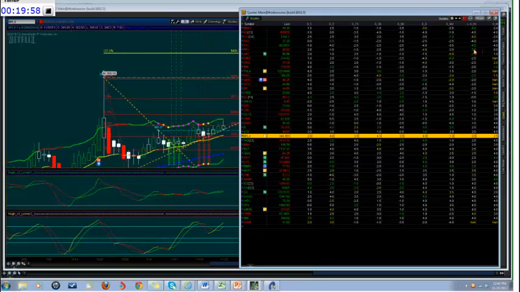So by having the scanner, I don't have to flip through hundreds of charts every night. I can just come in here in the morning and say, oh, that looks interesting. Let me see what's going on with FFIV. And I can just click on it. It's linked to my charts here.